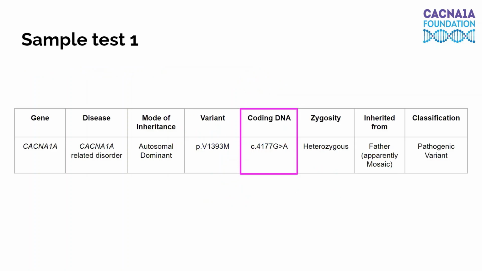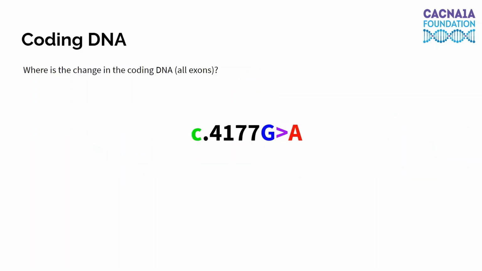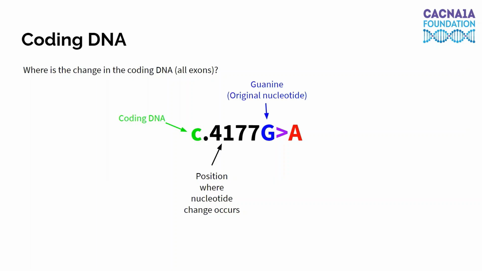Okay, so let's look at the coding DNA. This tells us where the change is in the coding DNA, or all the exons that have been put together. Once again, C represents the DNA. This number tells you the position where the nucleotide change occurs. This first letter tells you the original nucleotide. In this case, it was G or guanine. And the last letter tells you the new nucleotide. And here it's A or adenine.